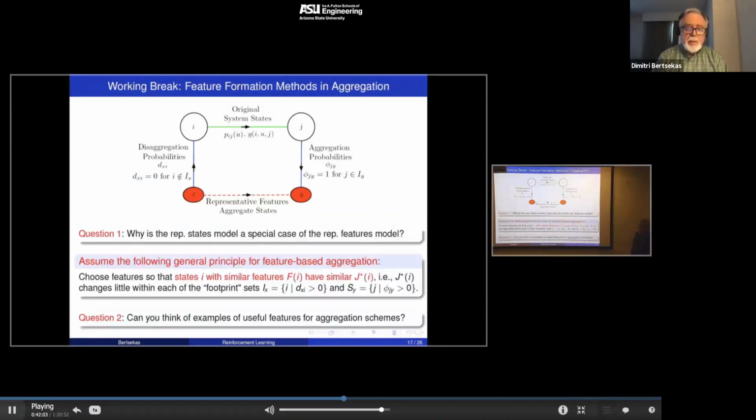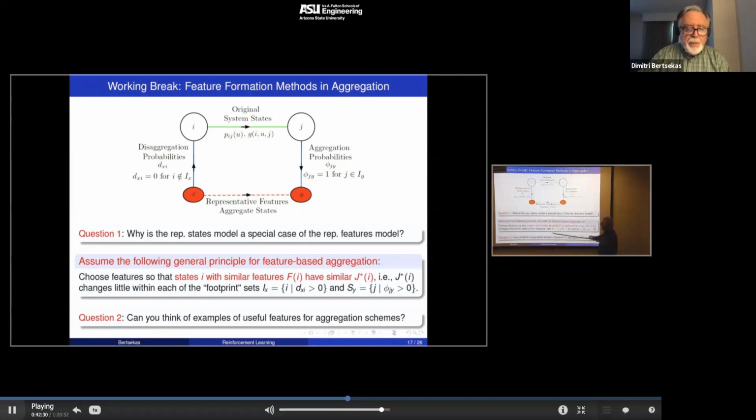Okay, so let's take another break to give you some time to assimilate this concept, but I'm going to ask you the following question. This is the figure I had in the previous slide. Why is the representative states model a special case of the representative feature model? That's an easy question, just to warm you up. And here's another question.